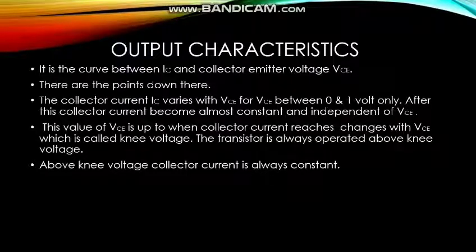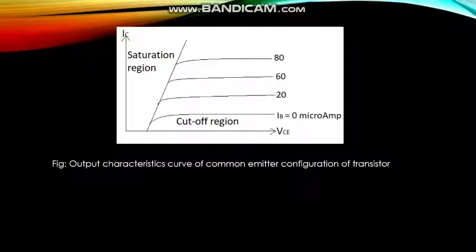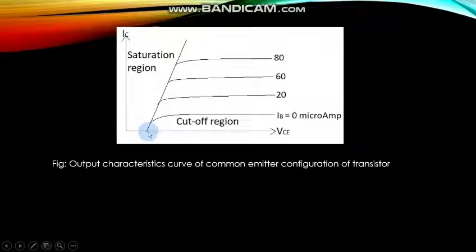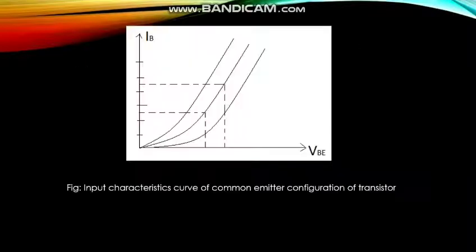Okay, so this value of VCE, up to which the collector current changes with VCE, is called the knee voltage. The transistor is always operated above the knee voltage. You can see after this is the knee voltage, and now there are straight horizontal lines. That means the transistor operates in this region. This is the active region. Above the knee voltage, the collector current is always constant. I've already told you this point is the knee voltage, and above this, the collector current is always constant.